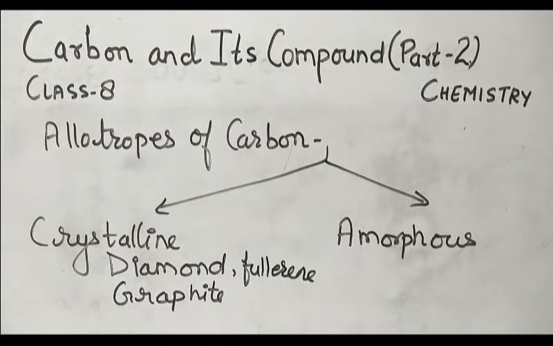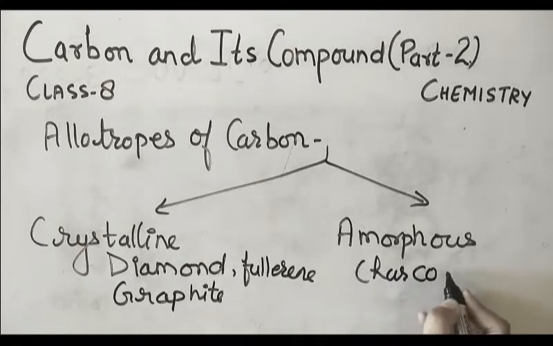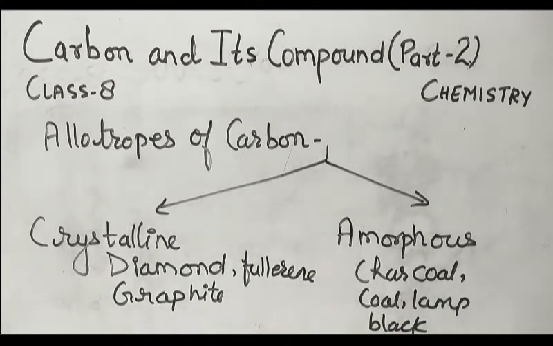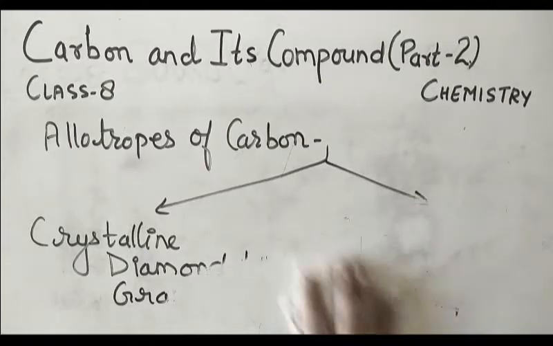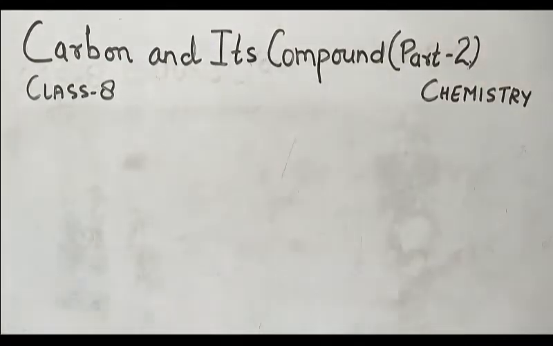Now, the amorphous forms of carbon are charcoal, coal, lamp black, and other forms that I will discuss later on. Now, without wasting time, let us start with the first category of allotropes, the crystalline form.